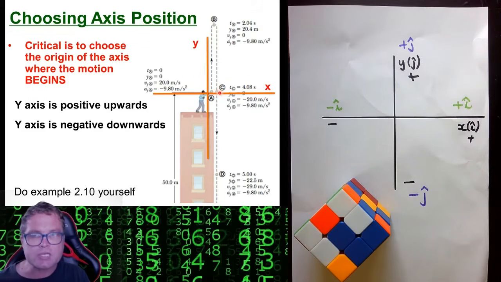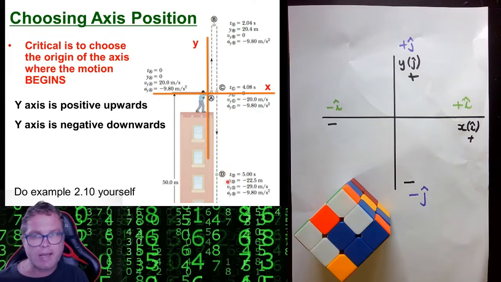When it gets to this point here, then the velocity now is in the negative direction. See the sign? Vy is minus 20 meters per second. This is because the ball is moving downwards. It's moving downwards. Again, the acceleration is always downwards.